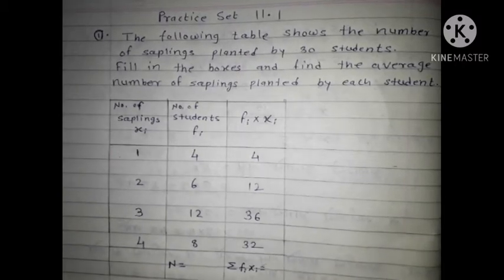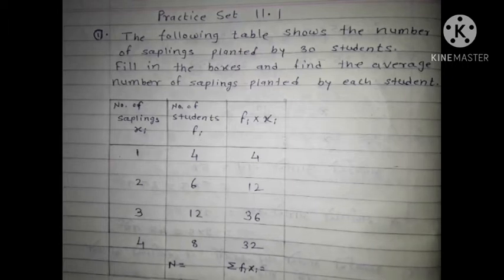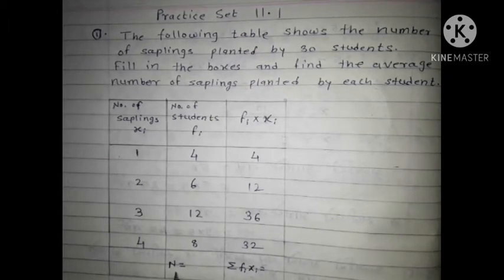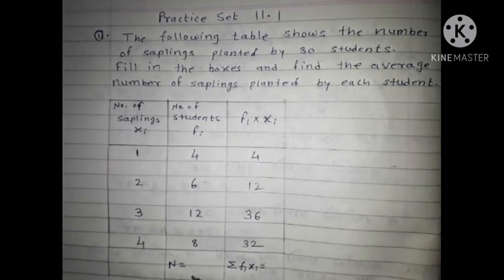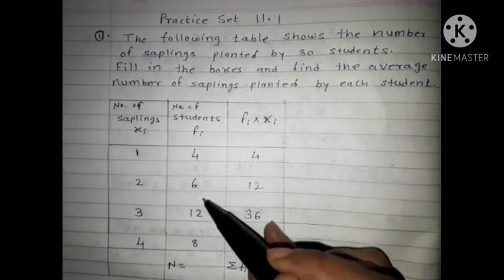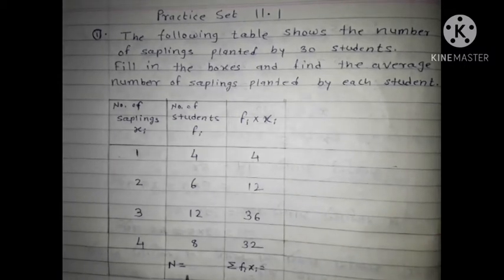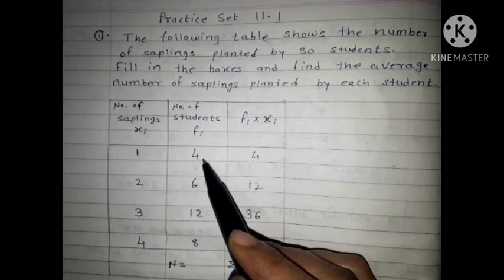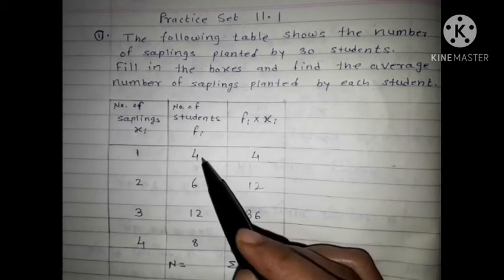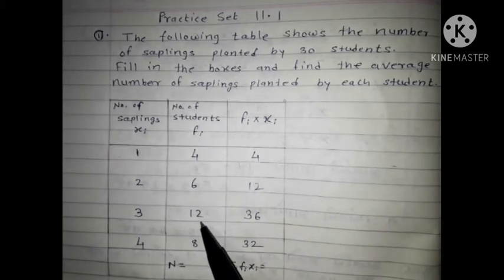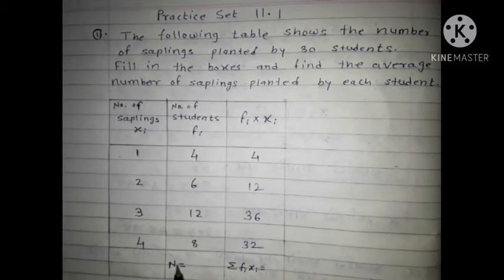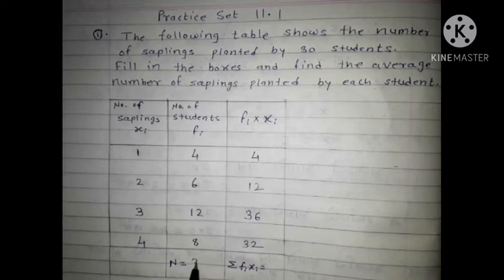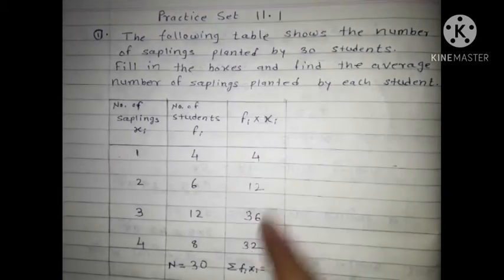Now we have to find the value of n. Value of n means the total frequency. The total frequency is denoted by n. We have to add all the frequencies: 4 plus 6 is 10, plus 12 is 22, plus 8 is 30. Therefore n is equal to 30. The number of students is 30.